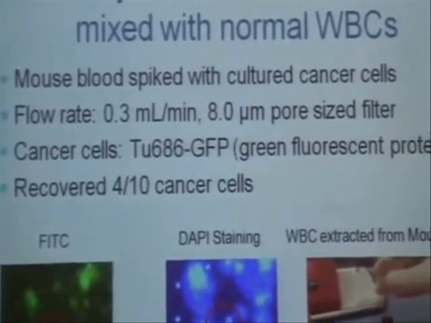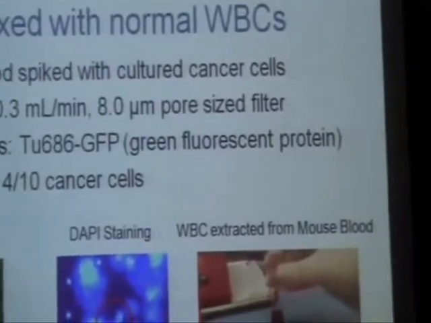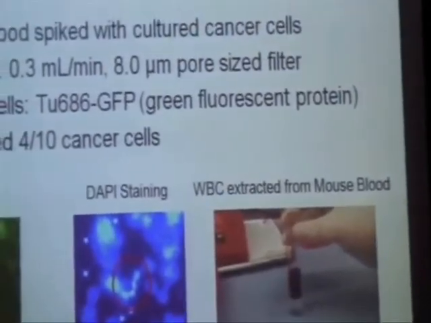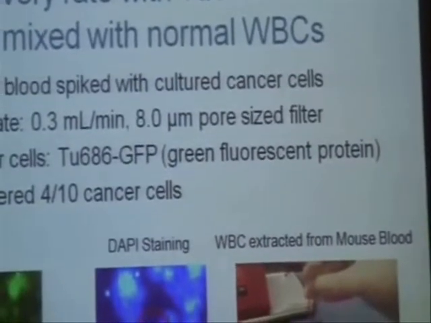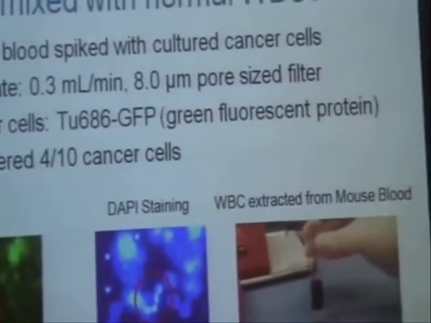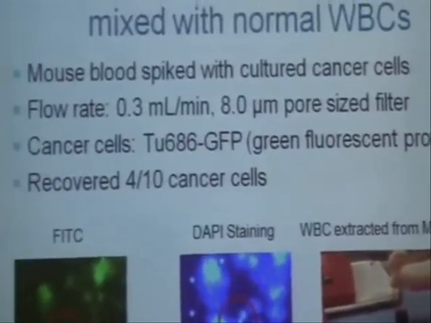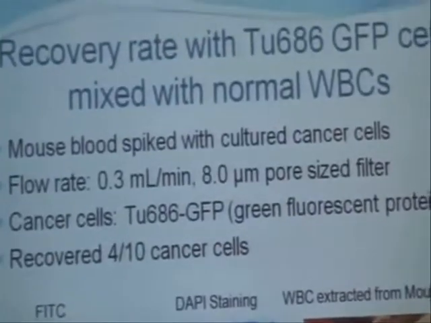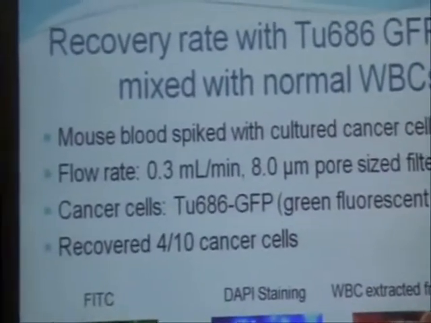Next, I used the TU686 GFP, which means green fluorescent protein cells, which are cancer cells. And I spiked these into 2 milliliters of mouse blood, which contain normal white blood cells. So my purpose was to see in a real situation, for example, modeling a patient blood sample, how many cancer cells can you recover in a mix of normal and cancer cells. So I put the flow rate at 0.3 milliliters per minute and used the 8 micron pore size filter. In one trial, I found that I could recover 4 out of the 10 cancer cells that I had spiked into this mouse blood.